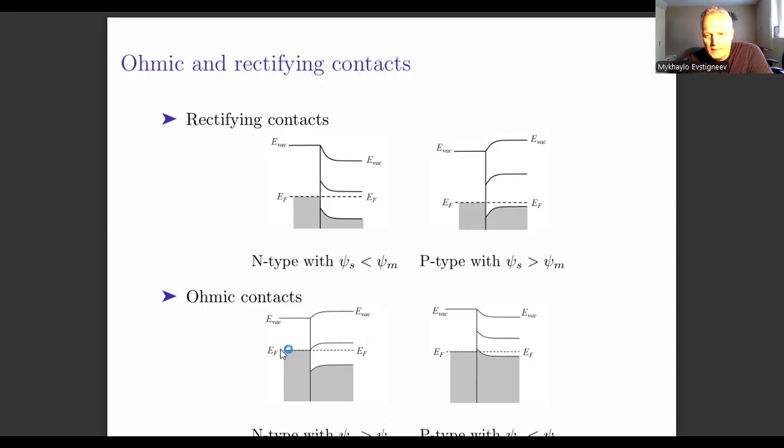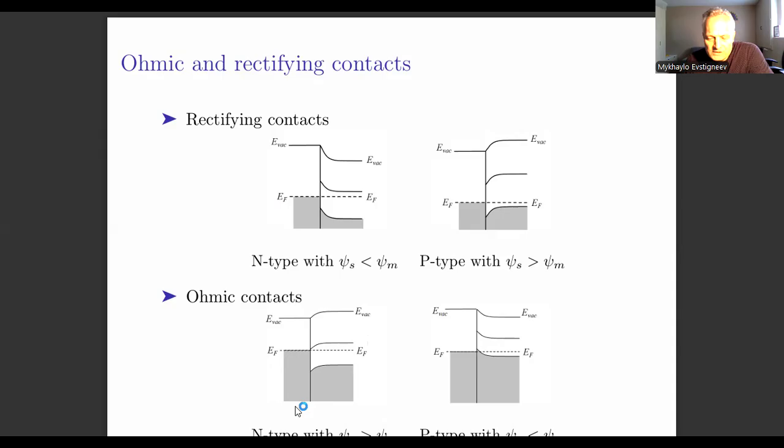If I am applying minus to the metal, then I am pushing the metal electrons into the semiconductor conduction band. And since this energy barrier is not particularly big, it is still quite easy for the metal electrons to make it into the conduction band.